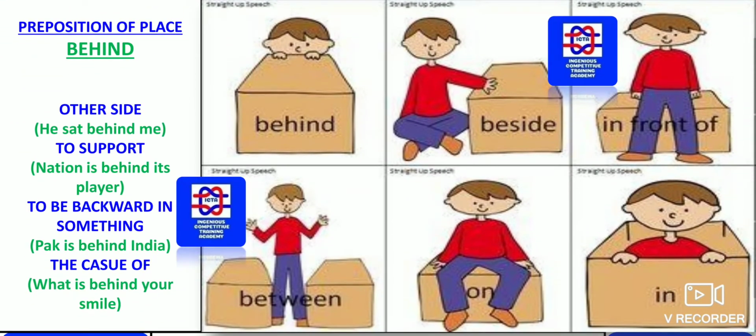Next we have the preposition of place, that is behind. Behind means the other side, and it also means support. It can be used in the meaning of support and to be backward in something. So let us see what exactly the other side is. He sat behind me means he sat just on the other side of me. To support, how exactly is behind used?